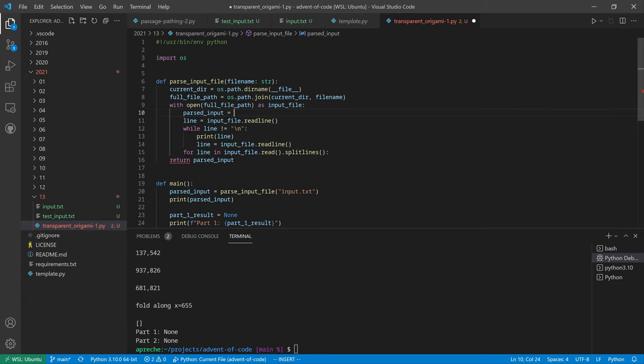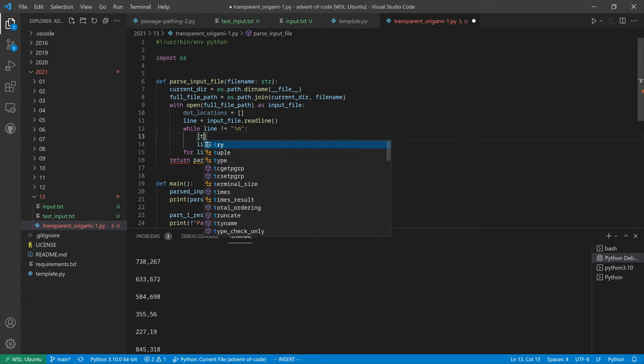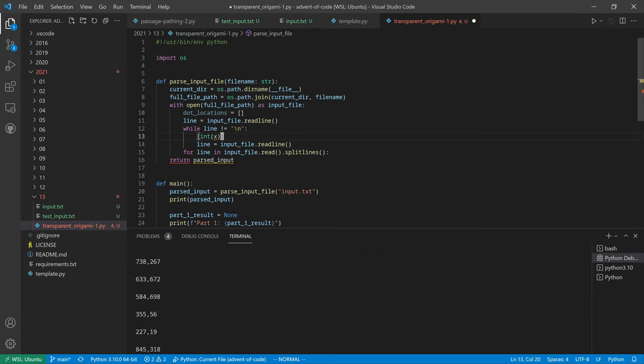So our parsed input is actually going to be equal to a tuple. We can actually put this down here. Let's do dot locations is going to be a list. And when we get a single line, it's going to be number comma number, right? So actually I want to do a tuple comprehension, int n for n in line dot split on the comma. Just in case, we'll put a strip in there. Dot locations dot append.